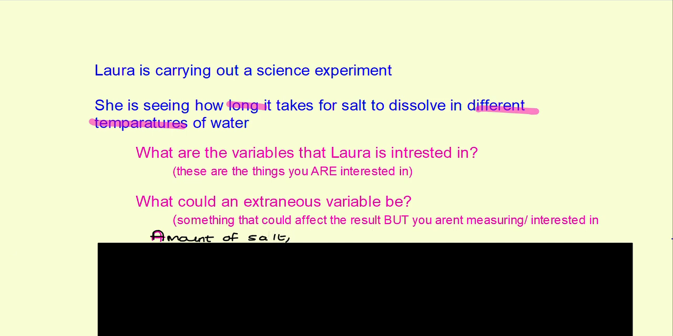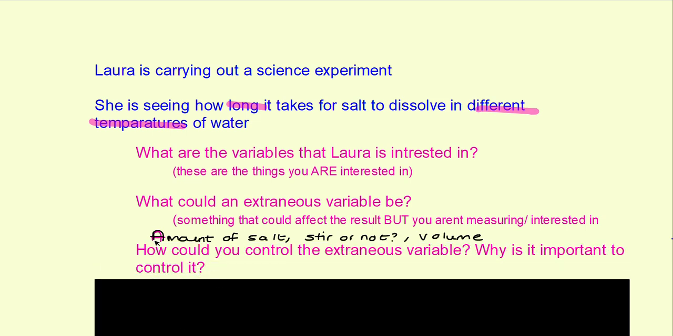If she has loads of salt, it's not going to dissolve as quickly, is it? If she has a tiny bit of salt, it's going to dissolve quicker. So the amount of salt is really important. Another thing that is important is, is she stirring or not? If she's stirring the salt and water solution, once again, it's going to dissolve quicker if it's been stirred. And also the volume of the water, a higher volume is going to mean it dissolves quicker. Okay. So all of these things are extraneous variables, and all of these things therefore need to be controlled.